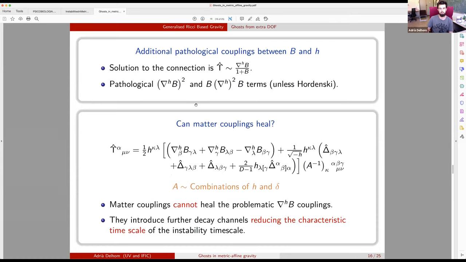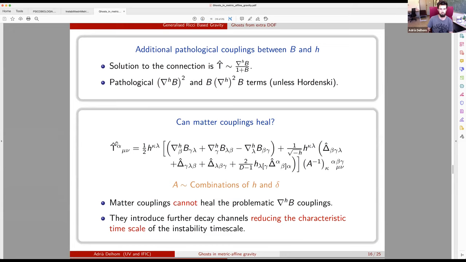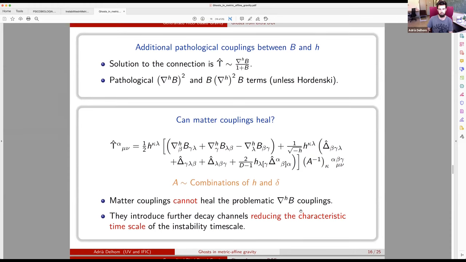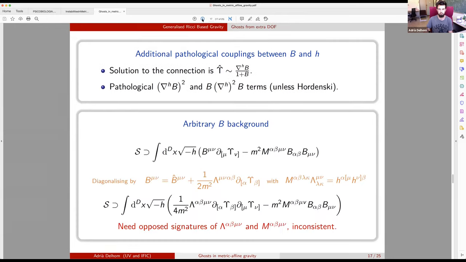So another question is, can matter couplings heal the ghosts? To see this, we can see that the general solution for the connection in the presence of matter fields takes this form. All of these results are derived in a work with my collaborator José Beltrán, in case anyone is interested. The solution takes this arbitrary form where this A is basically a combination of symmetric metrics and identities. So we see that the matter couplings will not be able to heal the problematic Nabla B couplings. And furthermore, they will probably introduce further decay channels, so that in case you treat the theory as an effective field theory, the characteristic time for the instability to develop would reduce, okay?